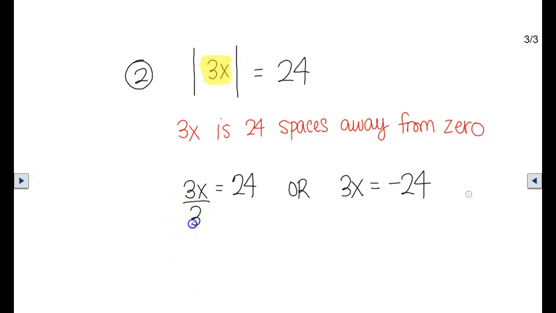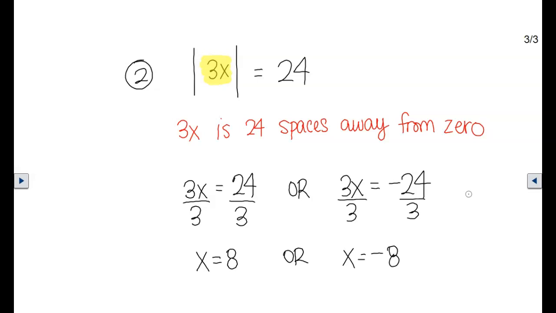We would have to divide by 3 on both sides, which would tell me that x could be 8, or, again over here, same way to solve, divide both sides by 3. My x could be a negative 8. Now, you could check these. You could totally check these solutions.